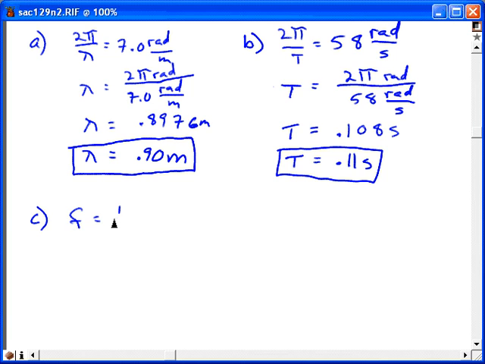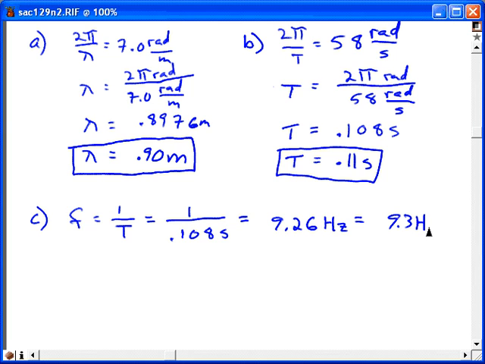Frequency is equal to 1 over T. I'll use my intermediate result to get an accurate value for the frequency, and then round the result to 2 sig figs. So this is 1 over 9.26 to the minus 1/2, which is hertz, which rounds to 9.3 hertz. So F is equal to 9.3 hertz.